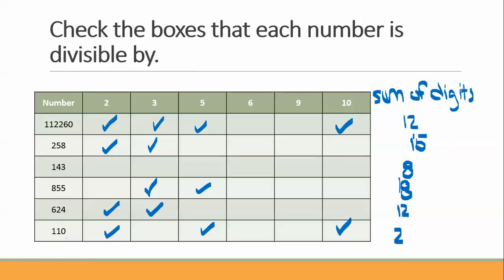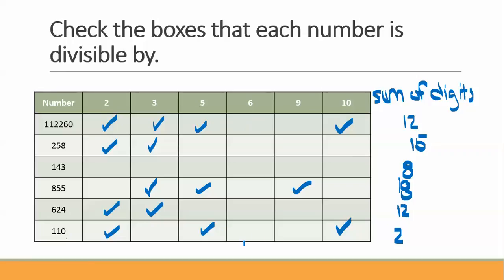12 is not divisible by 9, so 112,260 is not divisible by 9. 15 is not divisible by 9. 8 is not divisible by 9. 18 is divisible by 9, so 855 is divisible by 9. 12 and 2 are not divisible by 9.